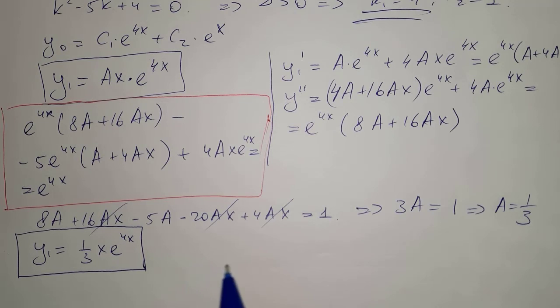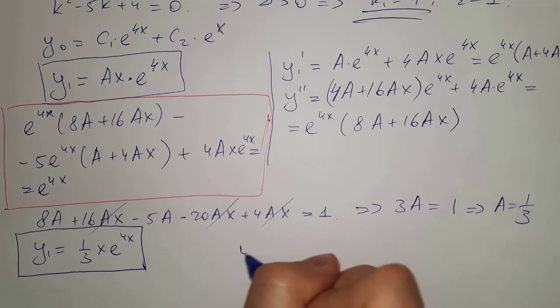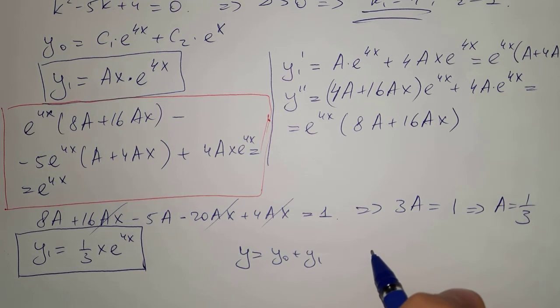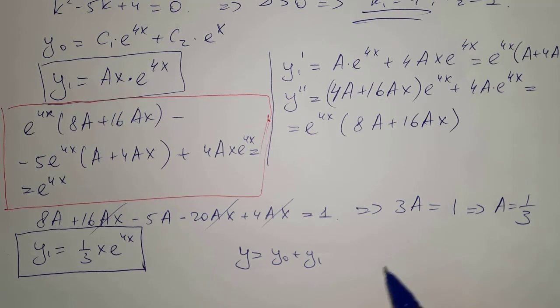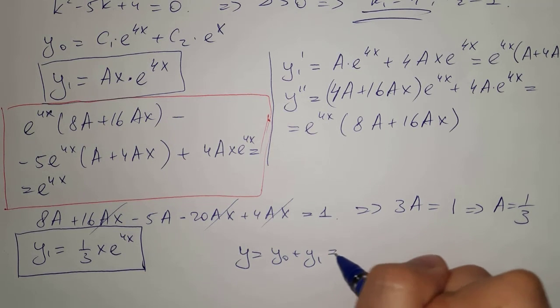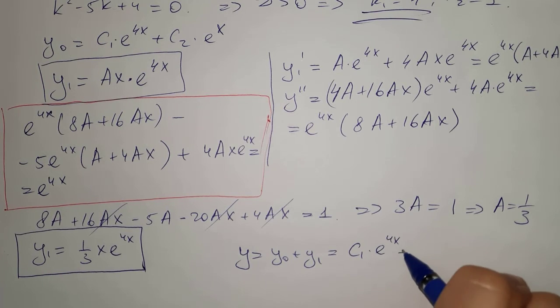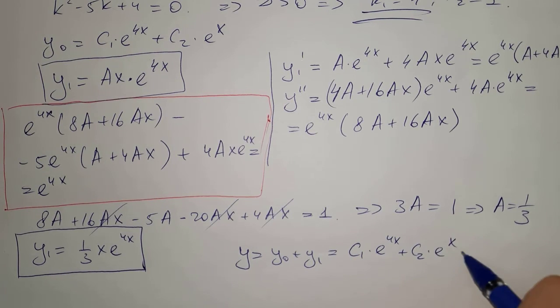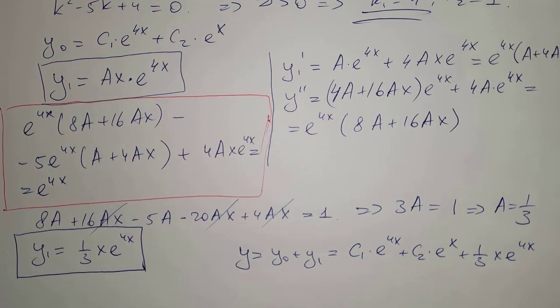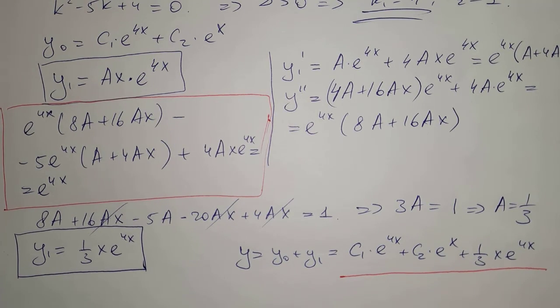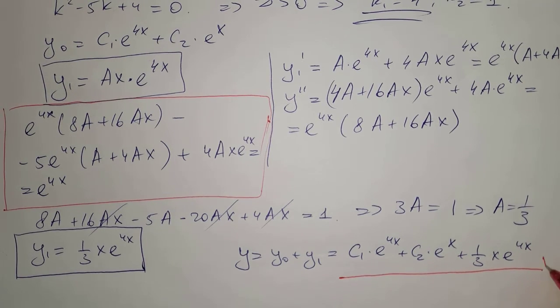And now let's write the general solution. This is y0 plus y1, the solution of the homogeneous equation plus the particular solution. So it will be c1 times e to the power of 4x plus c2 times e to the power of x, plus 1 over 3 x times e to the power of 4x. This is the general solution of our second order non-homogeneous differential equation.